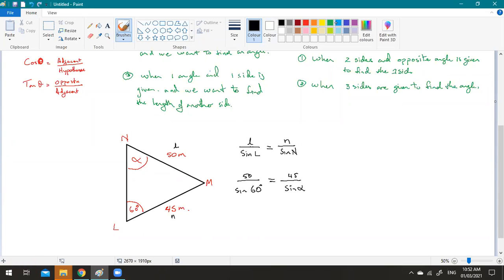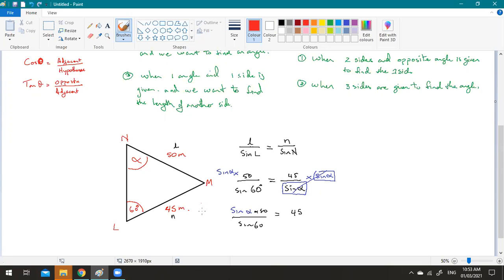Now, just like before, we had a cross multiplication. But in this case, we want to find this, and it's a denominator. If I multiply by sine alpha, it will cancel off here, yes or no? But it will come on top here because we multiply on the right, so we must multiply on the left. So far we have sine alpha multiplied by 50 over sine 60 is equal to 45. I'm breaking it down into steps, right?